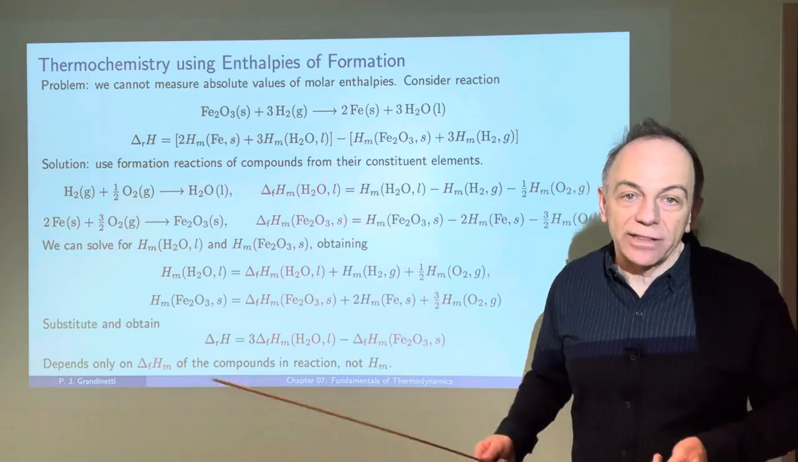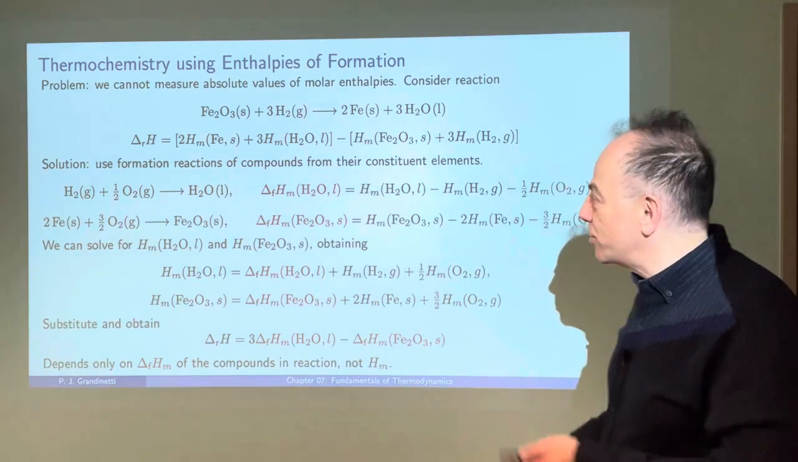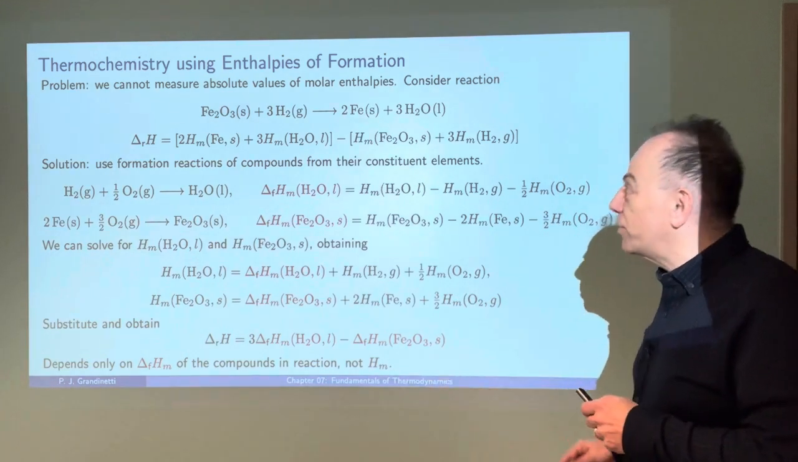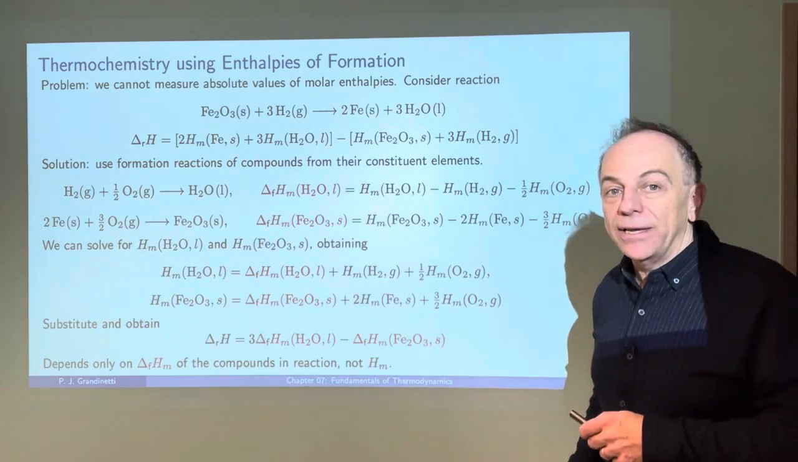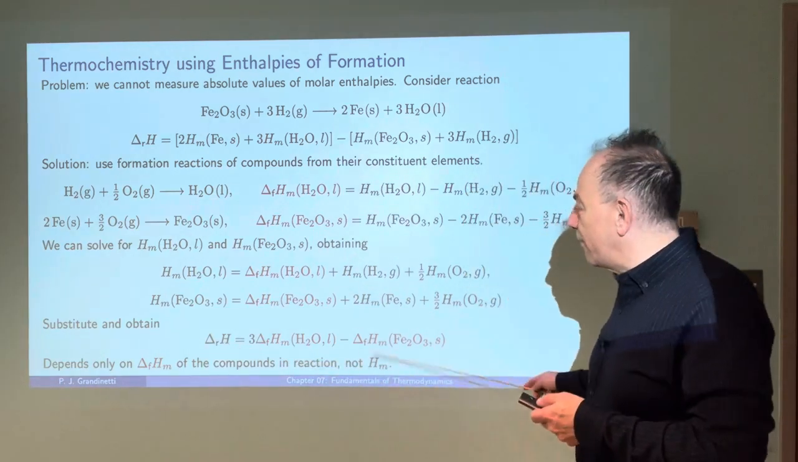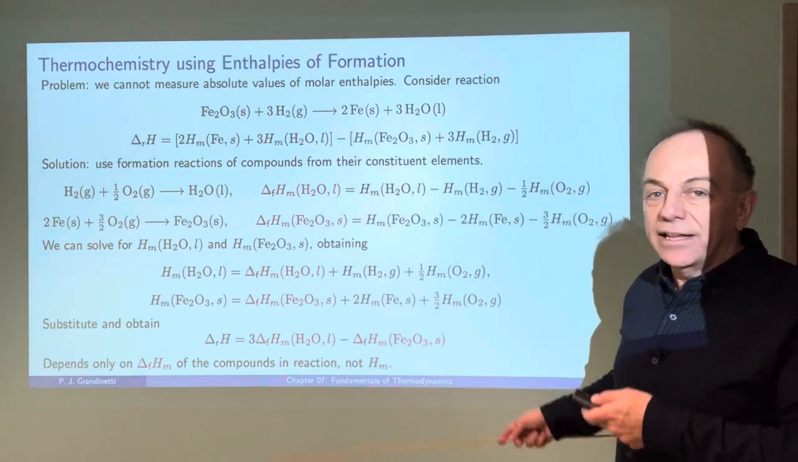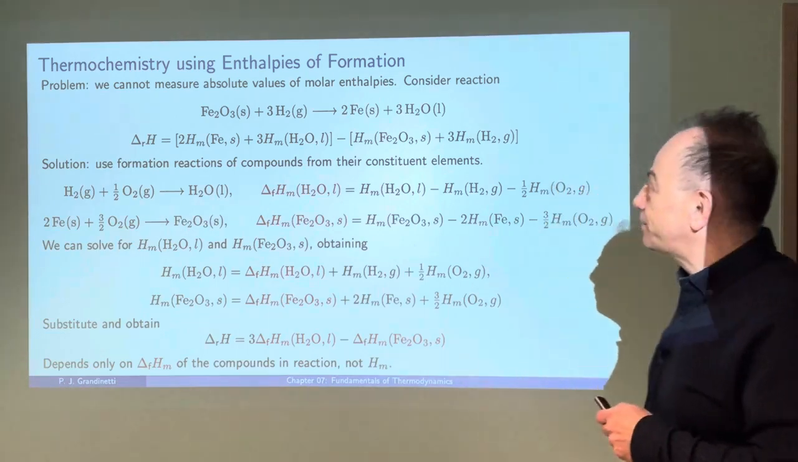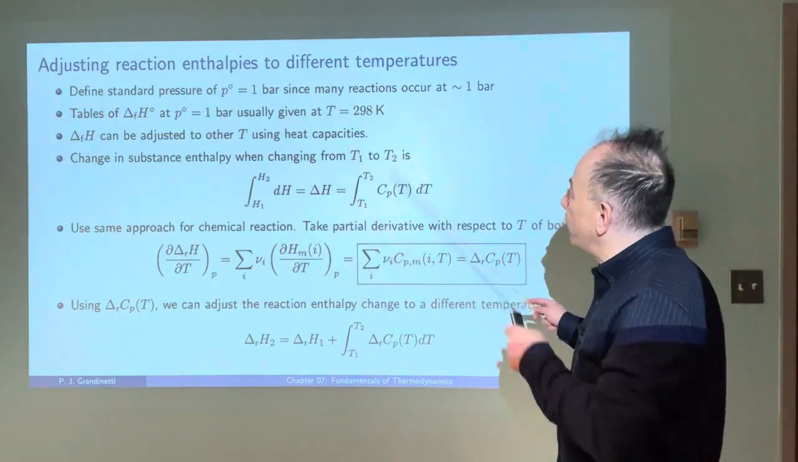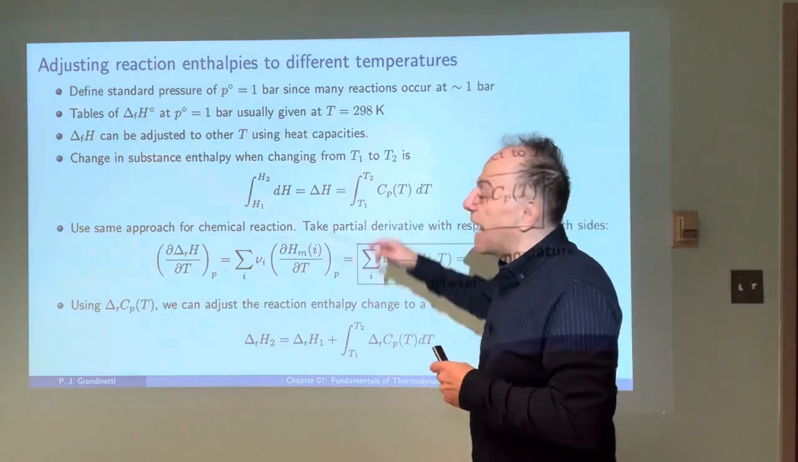Okay, this is probably a trick that you remember from freshman chemistry, but I just want to go back through it again here. So we don't have to use absolute molar enthalpies. We can still get the delta H for reactions in terms of other delta H's, specifically here the delta H of formation.